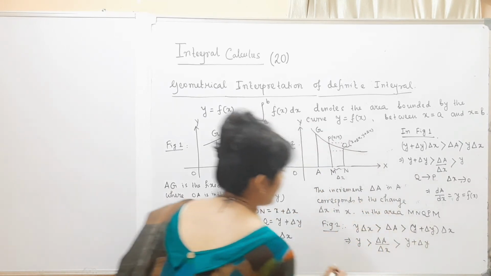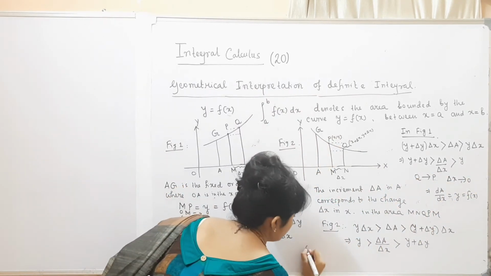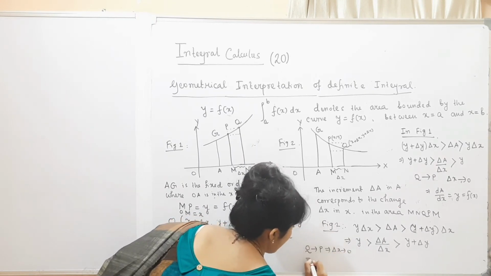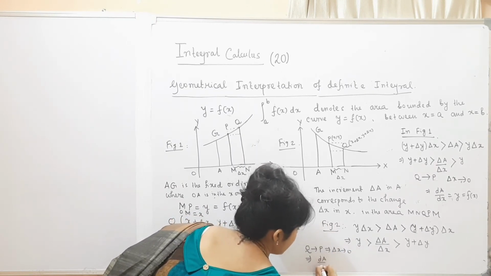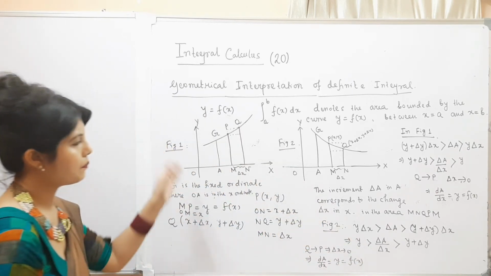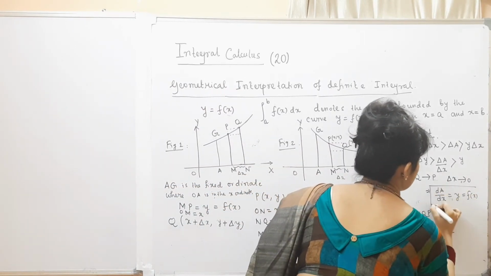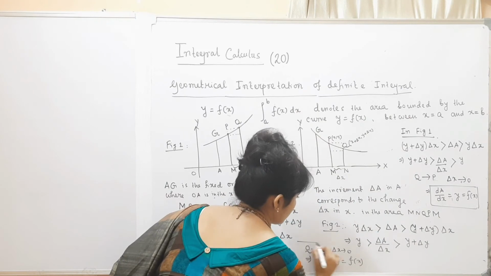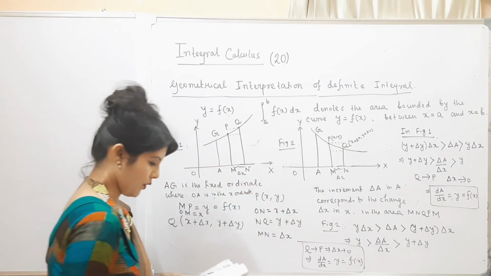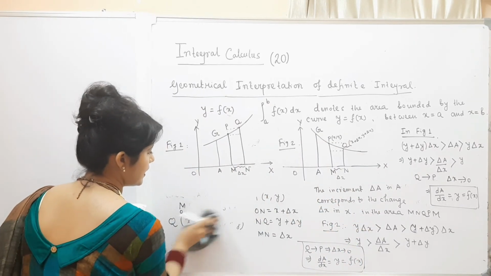Okay. Similarly, if q tends to p and delta x tends to 0, that shows that dA dx equals y equals f of x. So for both the pictures, dA dx equals y is equal to f of x. So that is very important. Okay. Now I am going to remove it.